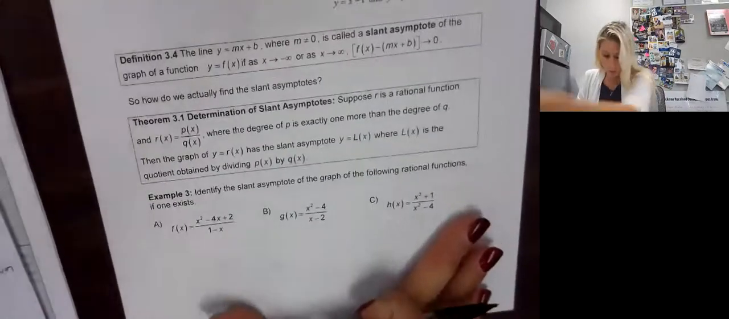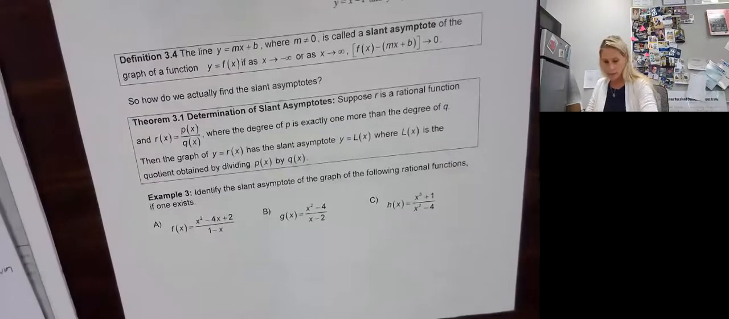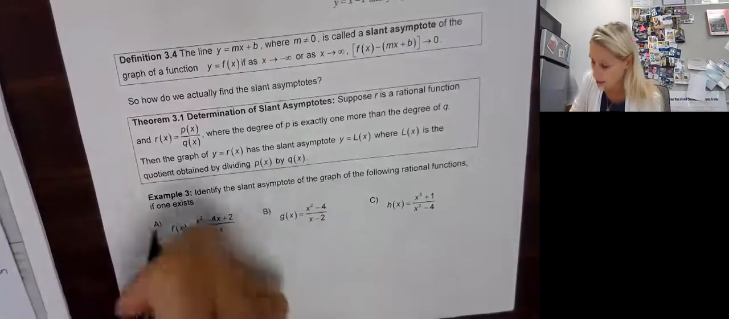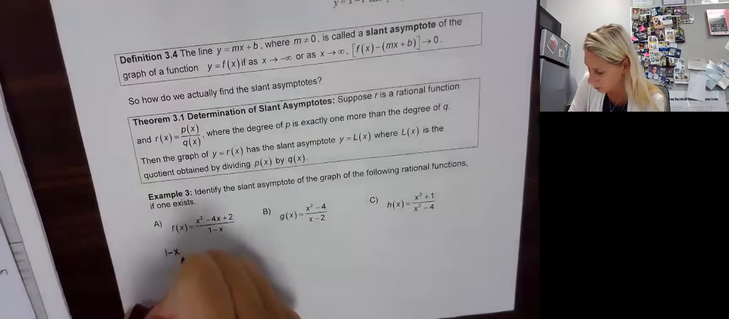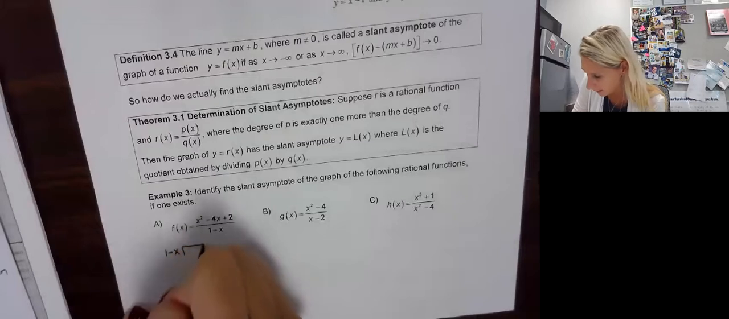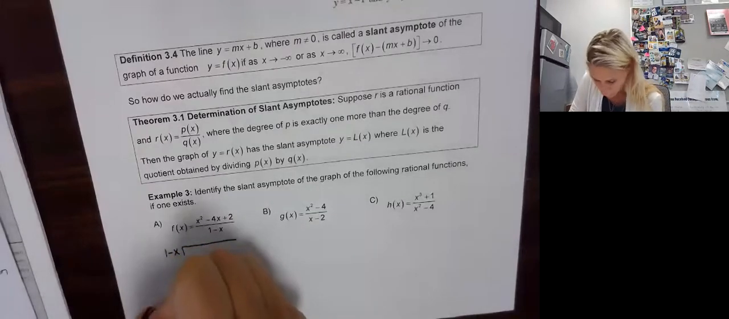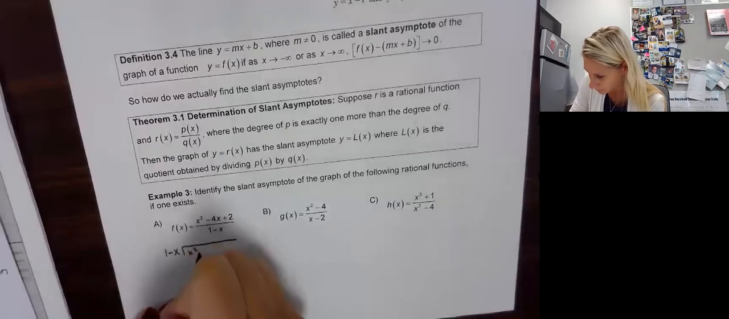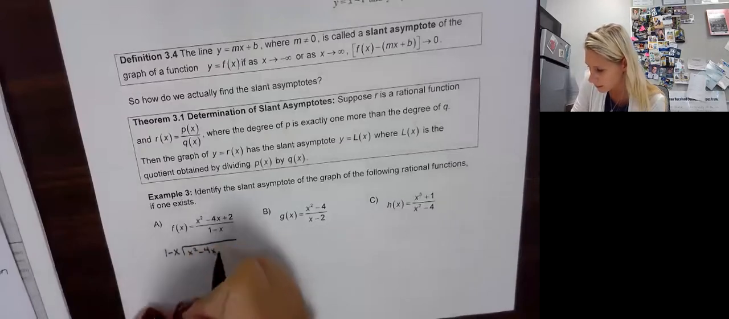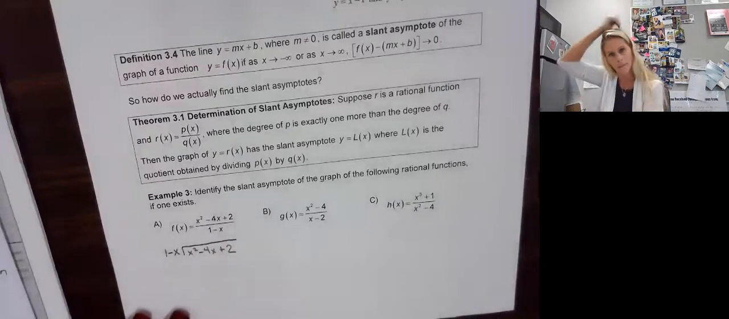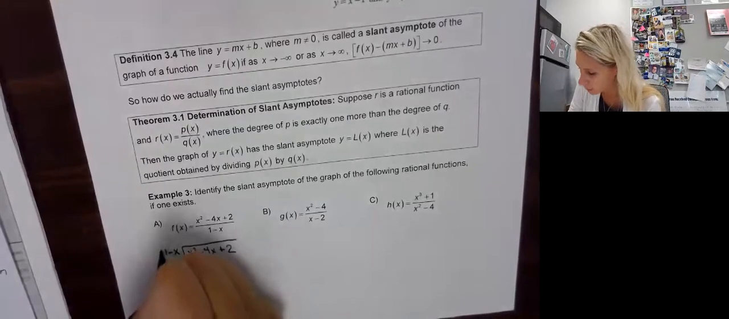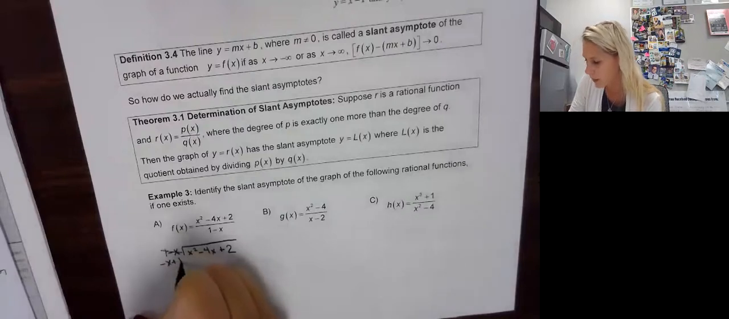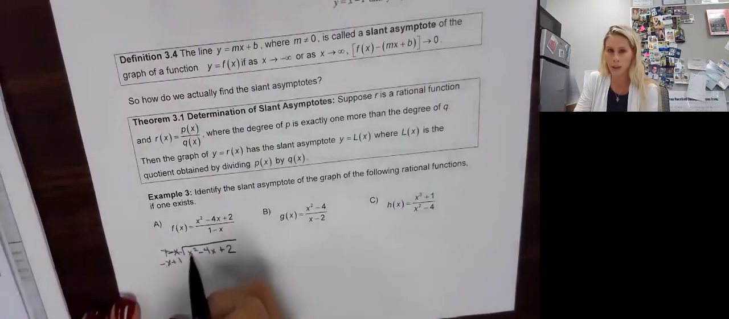Okay, so to do the long division, remember that your denominator is the divisor. It's what's on the outside. So 1 minus x, and then inside is our x squared minus 4x plus 2. Okay. So if you want, guys, what I'm going to actually do is rearrange that. So it's negative x plus 1, because remember, I'm looking at how do I match these two.